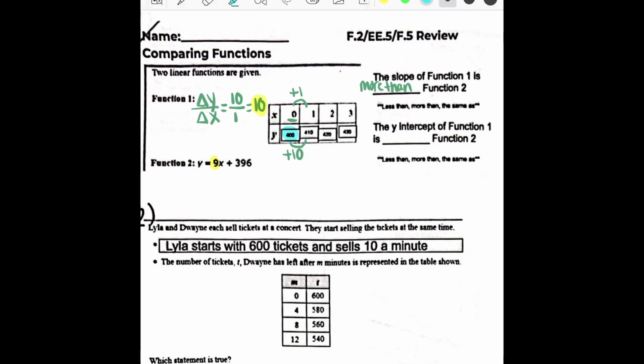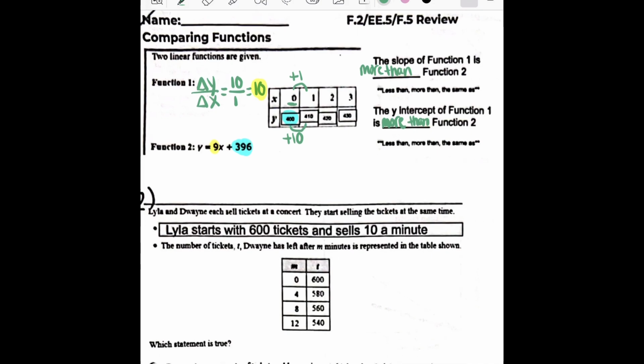For function 2, our y-intercept is our b, which is 396. So if you compare 400 and 396, function 1's is 400, which is more than function 2. So in the blank, you're going to fill in "more than." I know that kind of looks smushed on there. So that's example number 1. If you need to, pause this and fill this all in if you got a little behind.